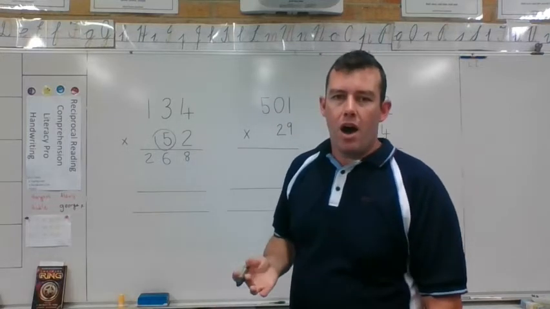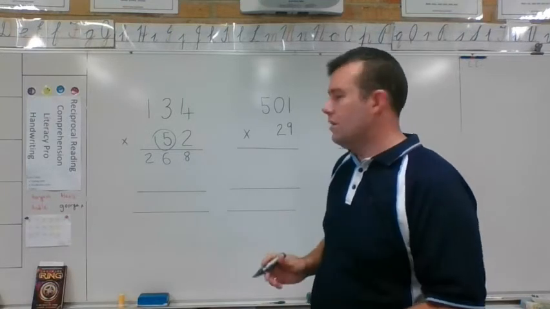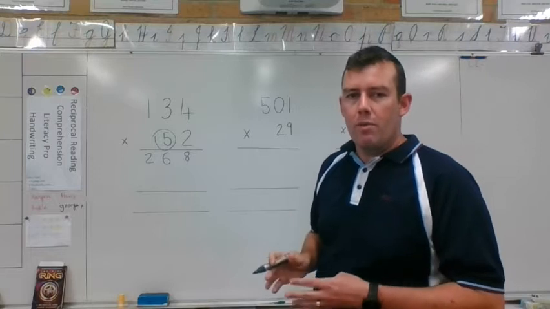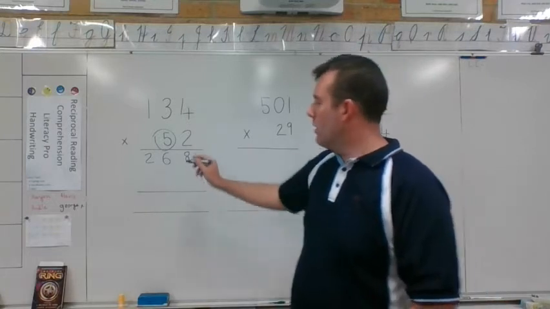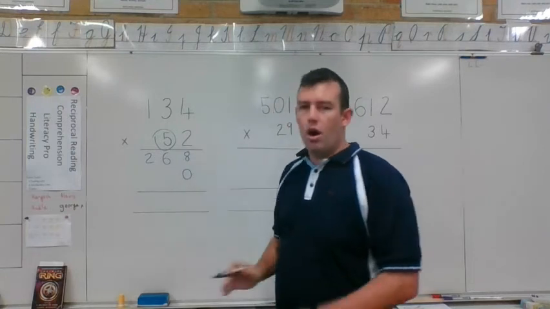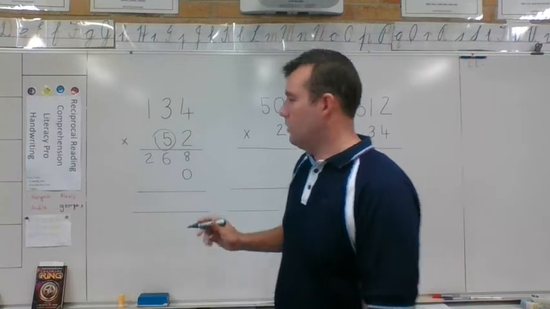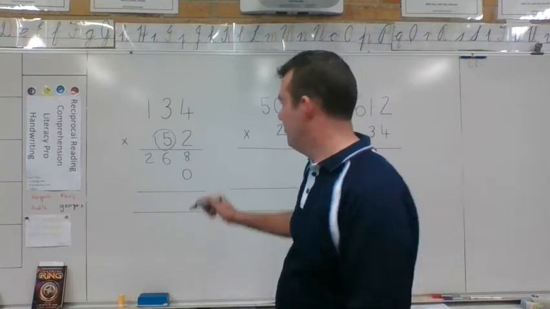column, which is 5. But 5 doesn't really mean just 5, it means 50. So, whenever we multiply by a tens column, we need to add a 0 here to hold the place, because whatever answer we get will end with a 0. So let's give it a go.